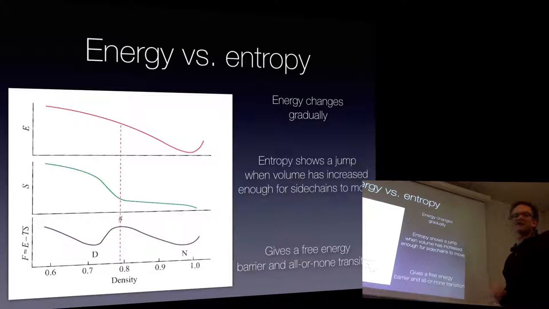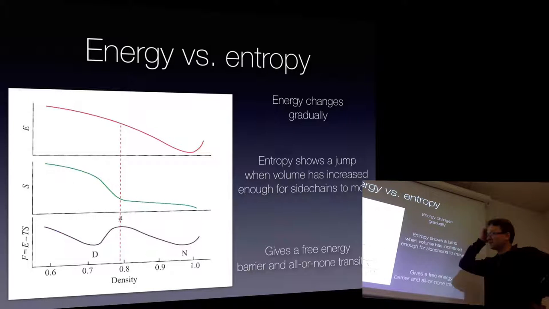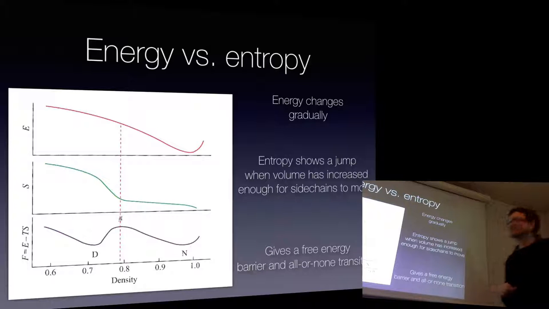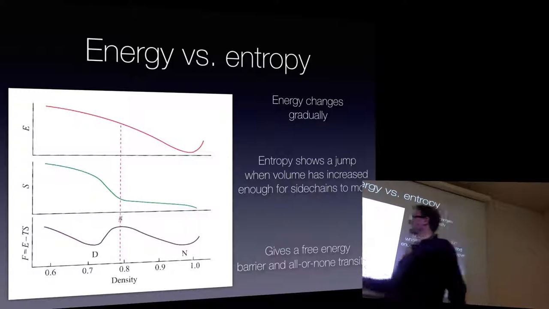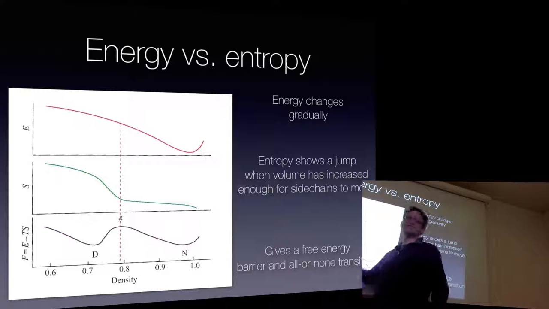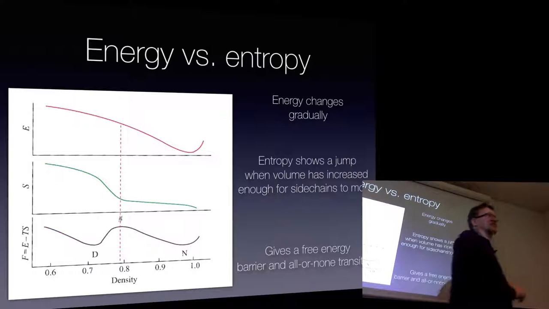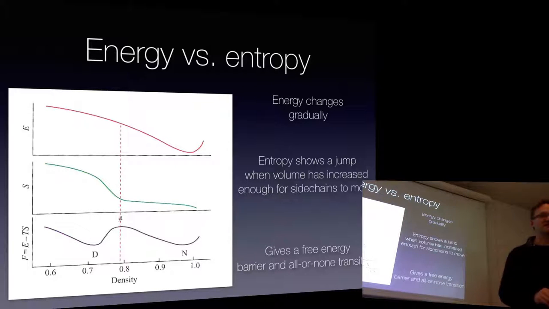This gives you a free energy barrier, and it could be an all or none transition, but the point is that it's not necessarily a first order phase transition, but it's some sort of very clear transition. You're either native or denatured. You're virtually never 50%. That would be a transition state.